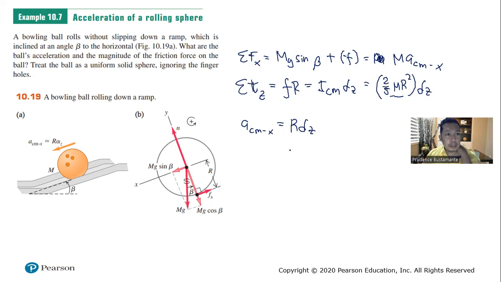Okay, what is our target variable? What are the ball's acceleration and the magnitude of the friction force on the ball? So what is the acceleration? Here, Fr is equal to 2 over 5 M R times alpha z, which gives 2 over 5 M times a center of mass along x. That is our Fr. So from equation 1, we solve for a center of mass along x. We're going to cancel this one, so we have our F now.